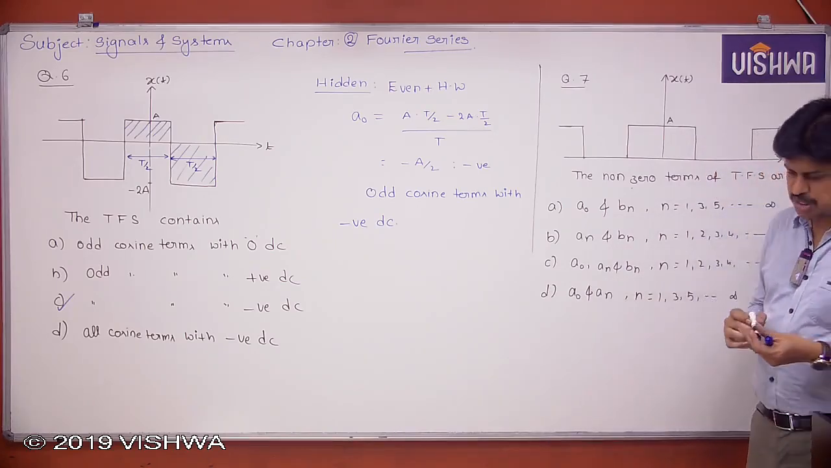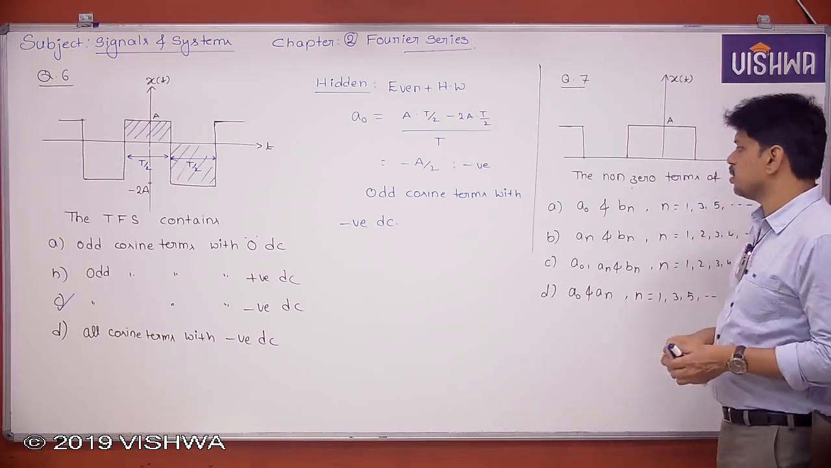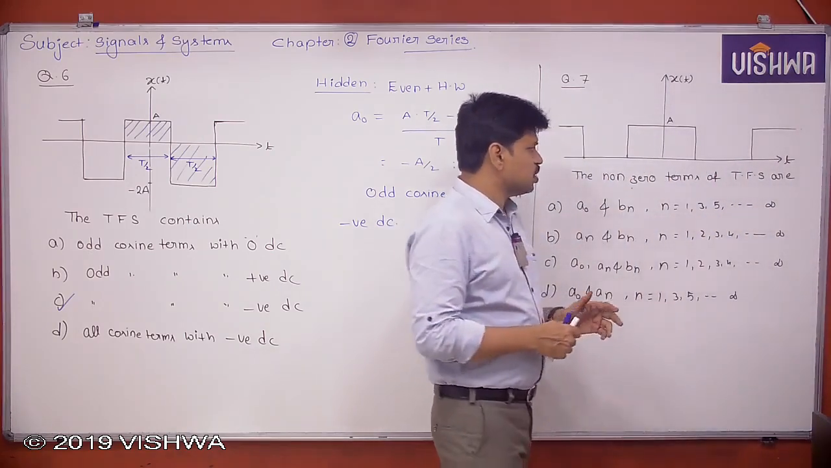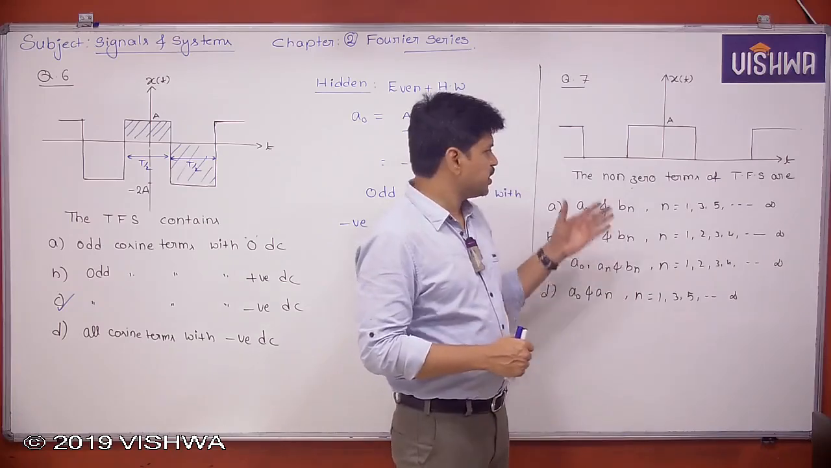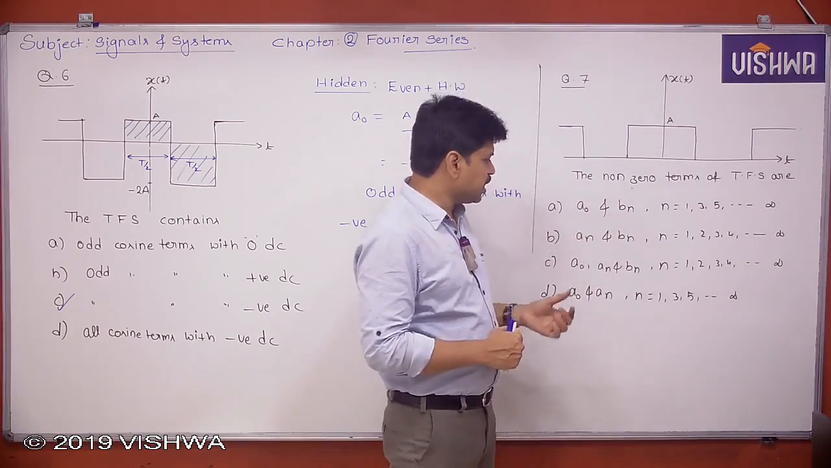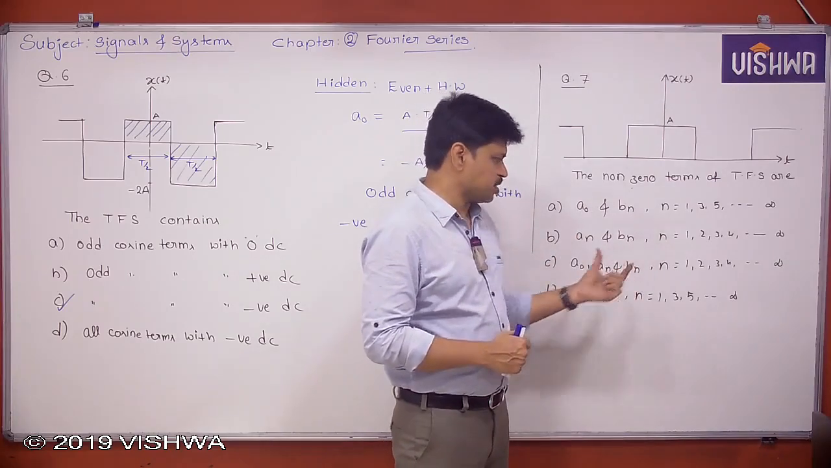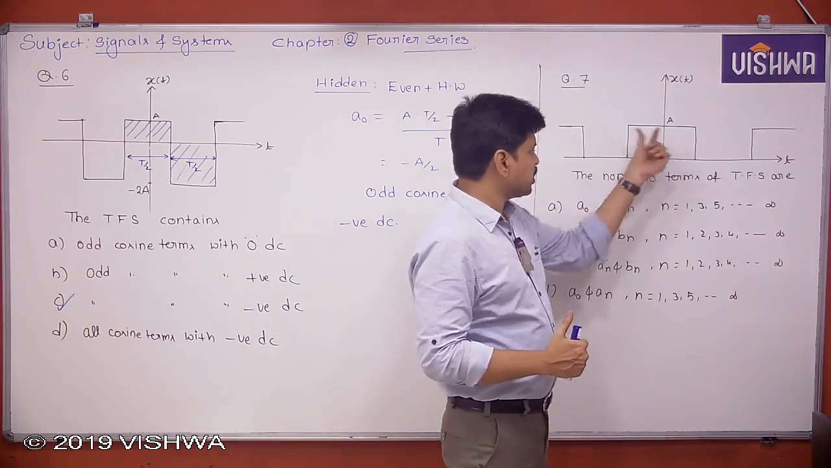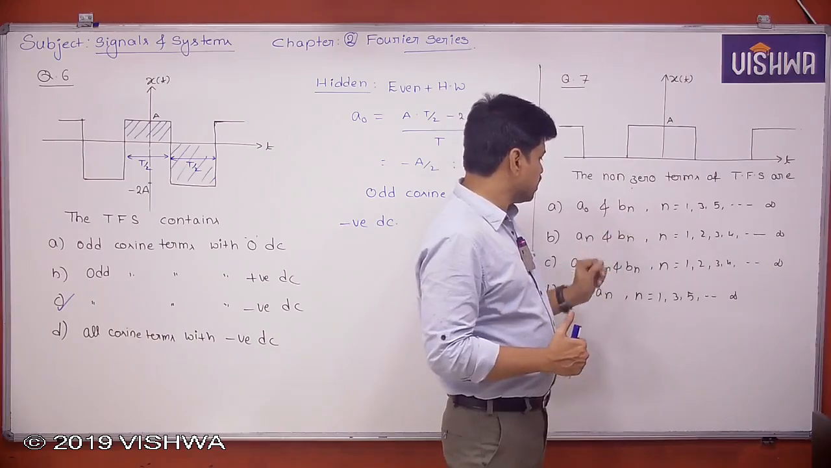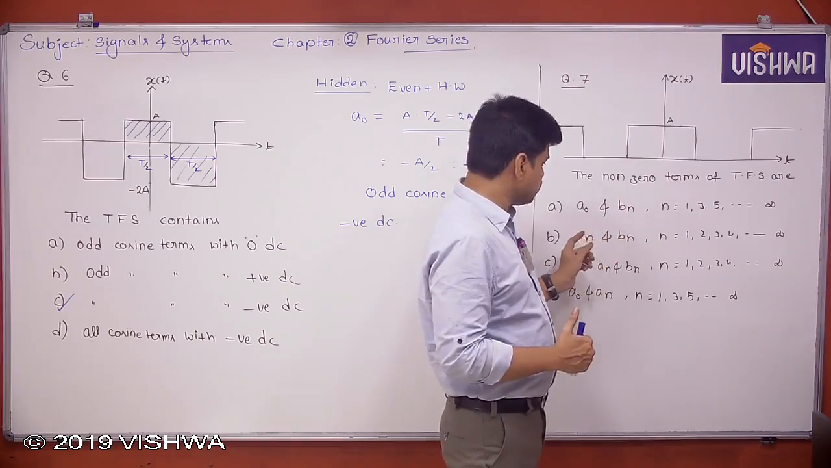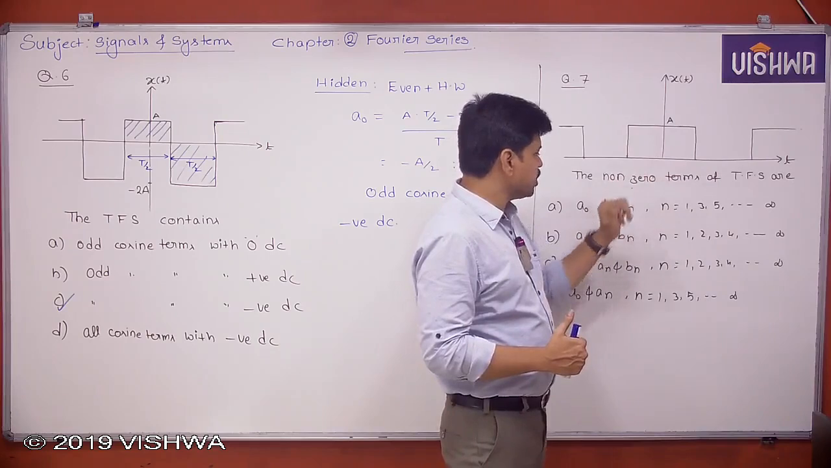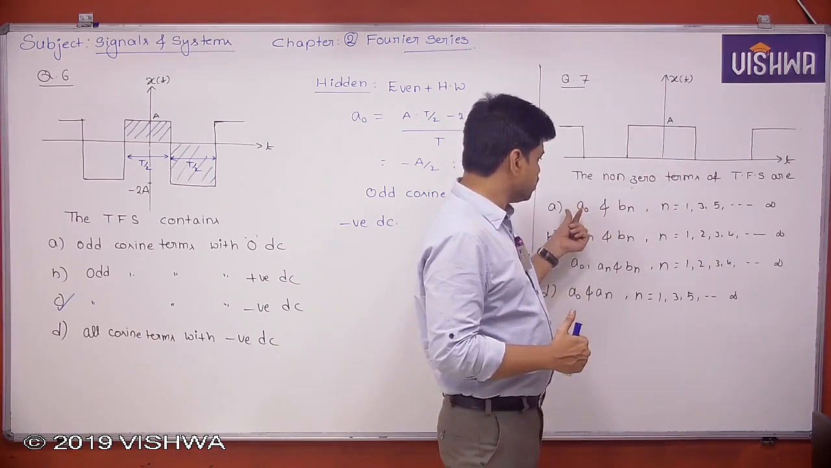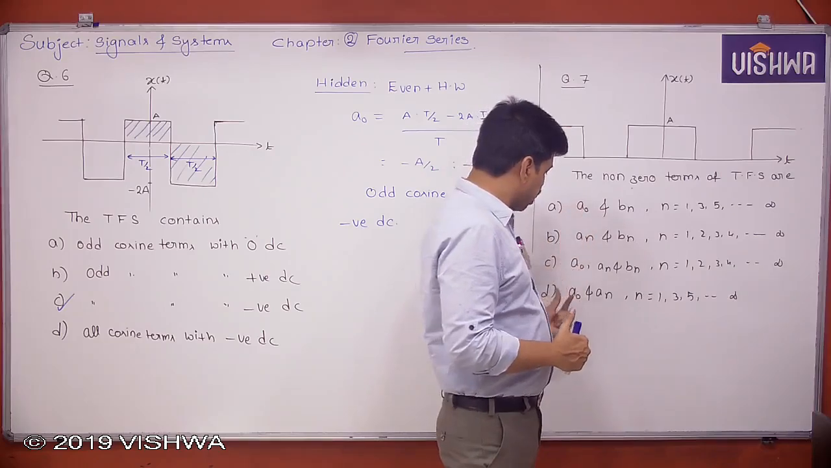Which option is going to be correct? First we have to see which symmetry it is having. If you don't know what hidden symmetry is, then definitely everybody will go for option C. It may look like it has even symmetry, and if it is even symmetry, bn value is 0, so we are having only an. So maybe they will go into a different option, but option D is correct.